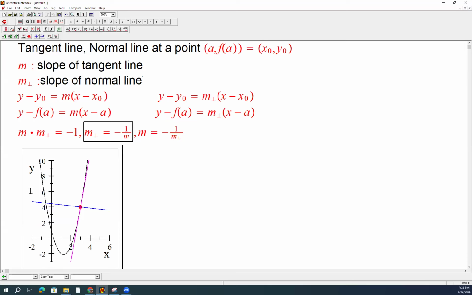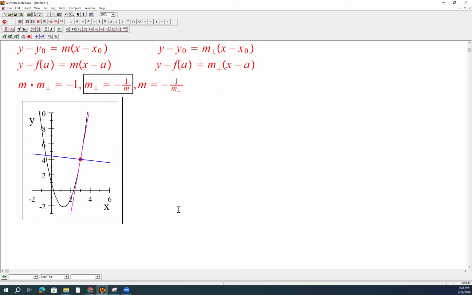As you can see, this is the general guideline for how to find the tangent line and how to find the normal line. The next question will be, how can we find the slope of the tangent line? In general there are three ways, or really two ways.